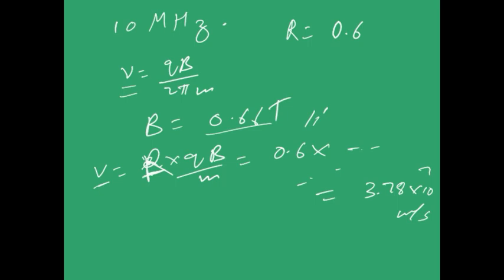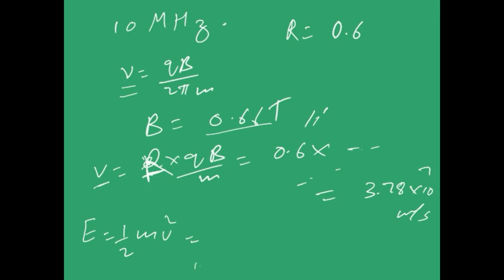Now, how to calculate the energy? It is nothing but half mv square, kinetic energy, and here you are going to get the energy in terms of joules. Okay, and there is something called electron volt. It is also a unit of energy.